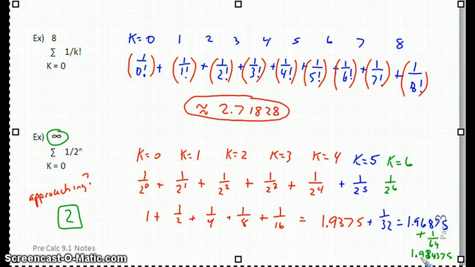If I added 1 divided by 2 raised to the 7th, the next one would give me 1.992185. So you'll see that I'm getting closer and closer and closer to 2, but I'm never going to go over that. If you're not sure about that, keep going. Keep putting 1 over 2 raised to the 8th, 1 over 2 raised to the 9th, 1 over 2 raised to the 10th. You'll never get to a number over 2 here. So with this one, when it goes to infinity, you have to just see what it is approaching, what the pattern is here.